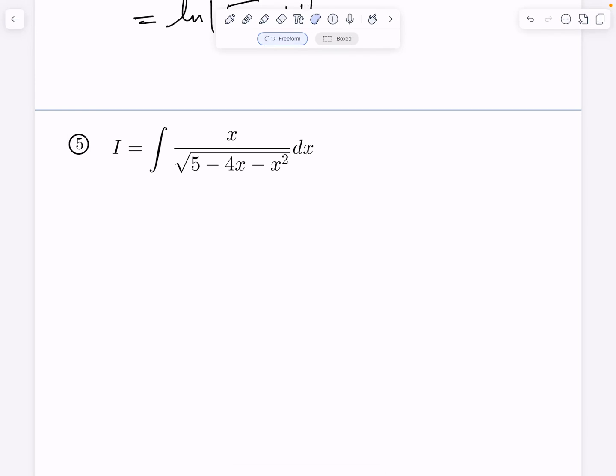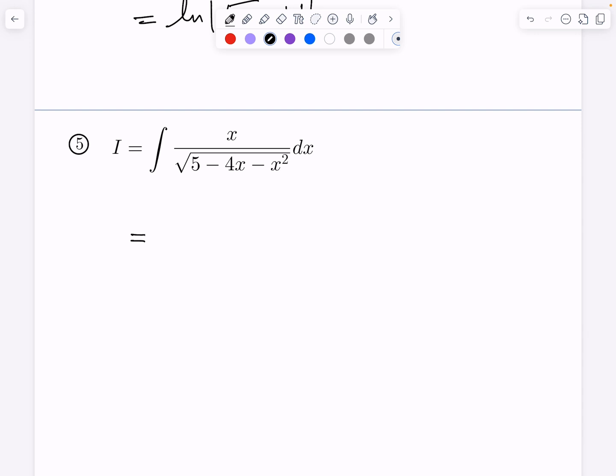Okay, now we're solving question number 5, which is the integral of x divided by the square root of 5 minus 4x minus x squared dx. And in this one, we're going to be using completing the square.